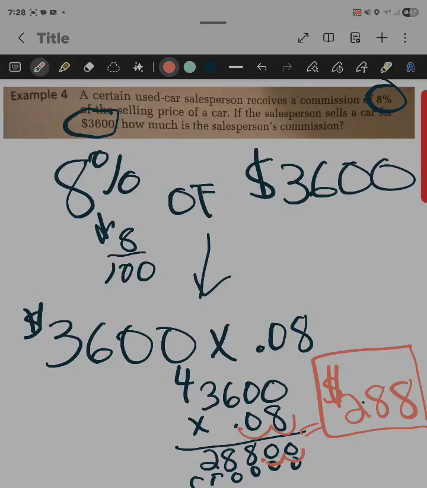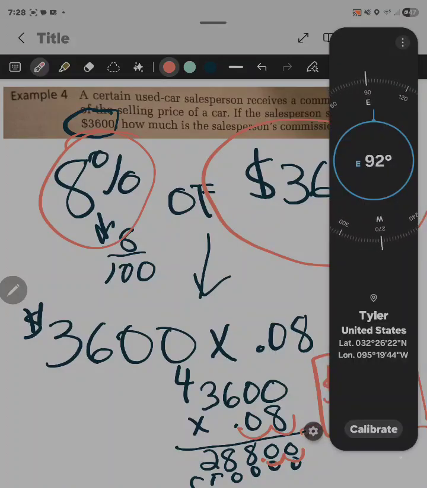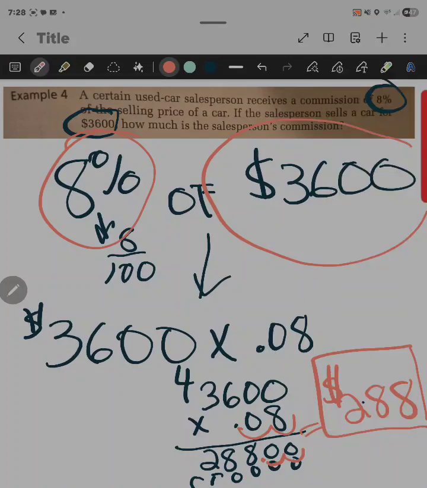Now, the last thing we want to do is see if our answer makes sense. Always ask yourself, if I received an 8% commission on a $3,600 sale, does it make sense that that would equal $288? And it does. That makes sense.